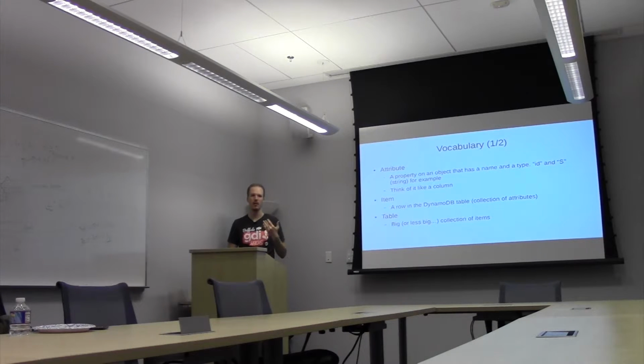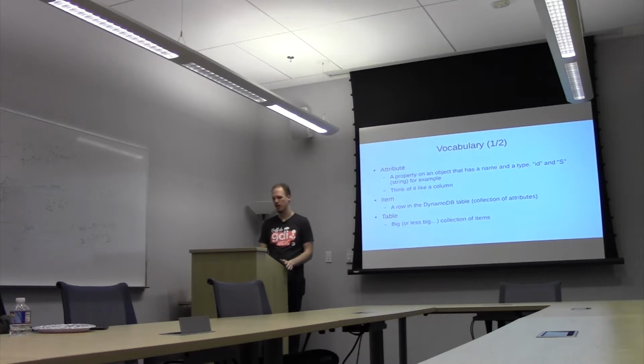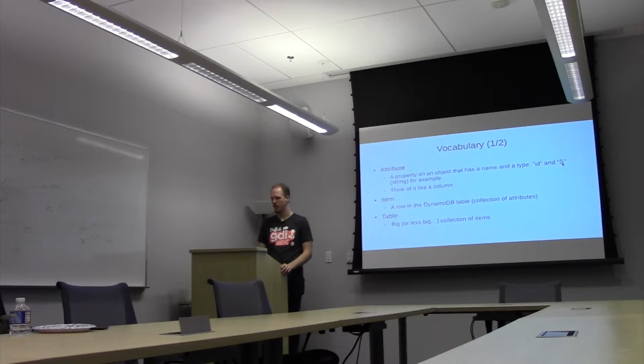An item is the equivalent of a row in a SQL database, where it has a primary key and a bunch of attributes, or columns in SQL, but attributes in Dynamo. And they have types. The types have these little abbreviations that I am really not a fan of. Instead of string, you just have the letter S as the type annotation. And you learn them, but it's kind of annoying.